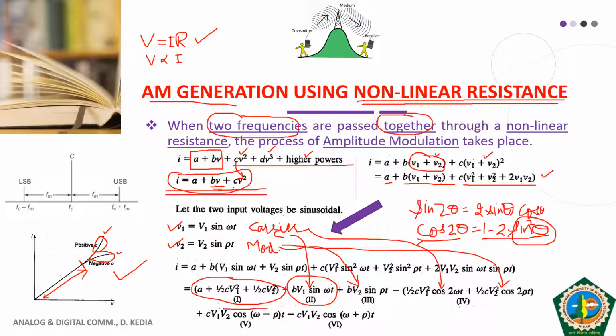So our main focus now lies with this one. Here this cos omega minus rho is nothing but the lower sideband. And this omega plus rho is nothing but your upper sideband. This is what we wanted. So when you pass two frequencies together through a non-linear resistance, some form of amplitude modulation is obtained. Now whatever components we desire, we can keep with us, and the rest of the components we can remove from the resulting signal.